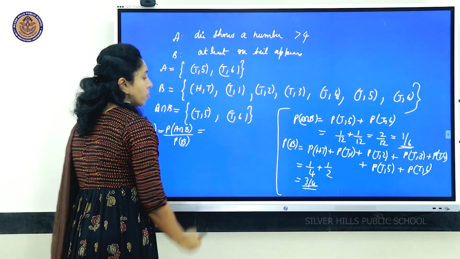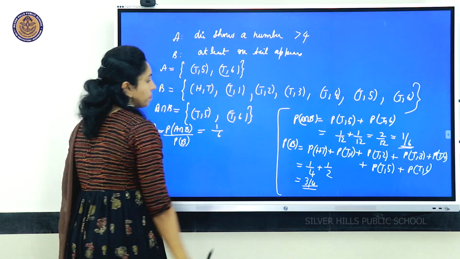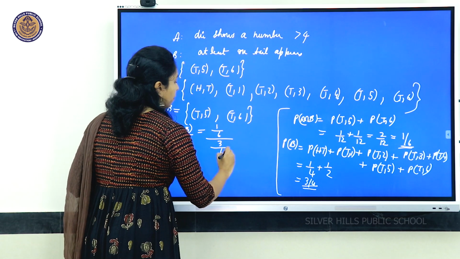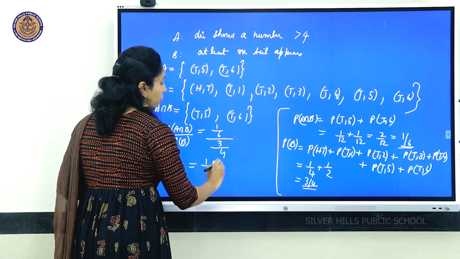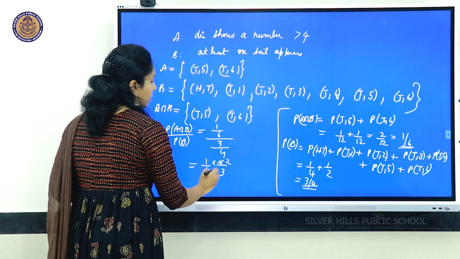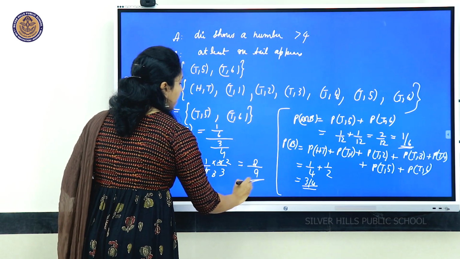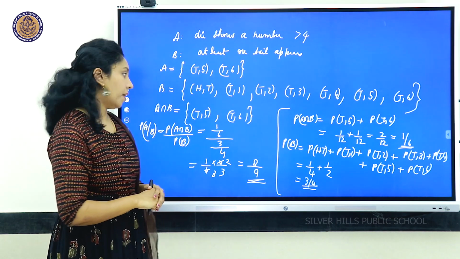This is equal to P of A intersection B, which is 1 by 6, divided by P of B, which is 3 by 4. That is 1 by 6 into 4 by 3. The answer is 2 divided by 9. Okay, you get the answer as 2 by 9.